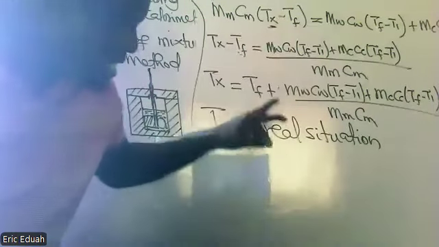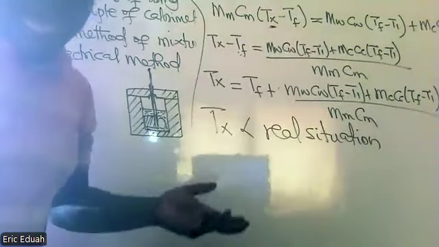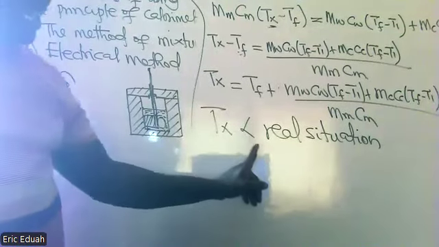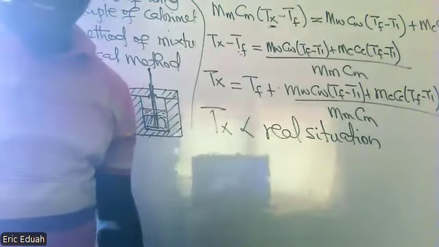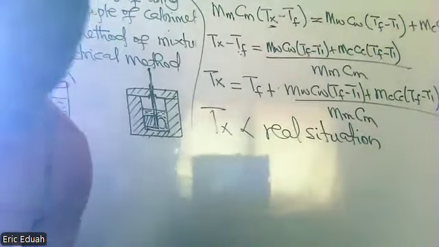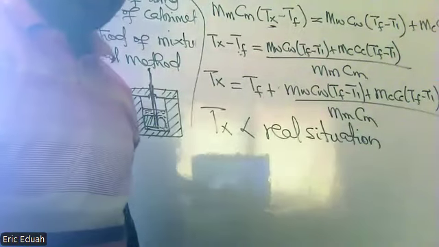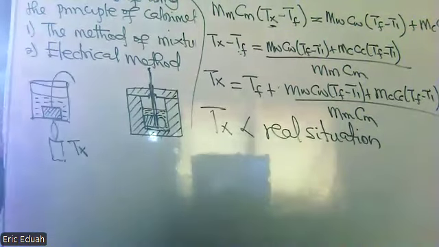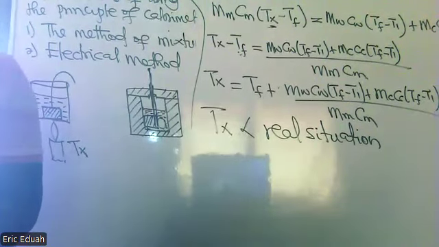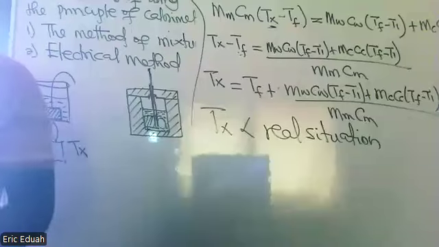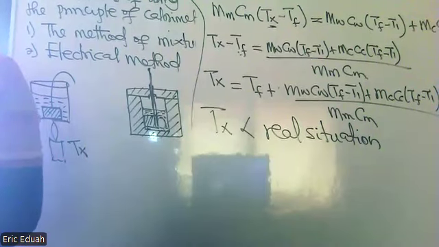What we are getting as Tx, which by our view represents the temperature of the source, will be a little bit less than the real situation. Why do you think so? Class, why do you think the value of the unknown temperature would not be exactly as it's supposed to be? Can I get your views as to why Tx will be a little bit less than the real magnitude of the temperature?